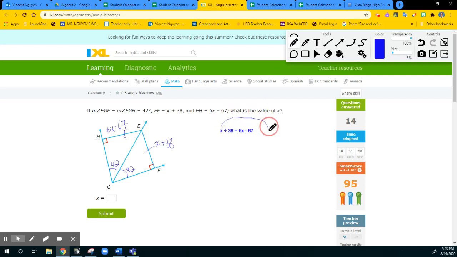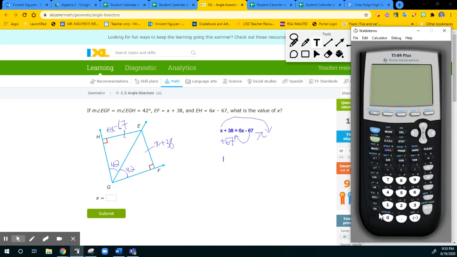Move the x over here by subtracting x, and at the same time you can move the minus 67 by adding, doing inverse operations. So let's see, what do we end up with? We end up with 38 plus 67. So 38 plus 67 is going to give us 105.